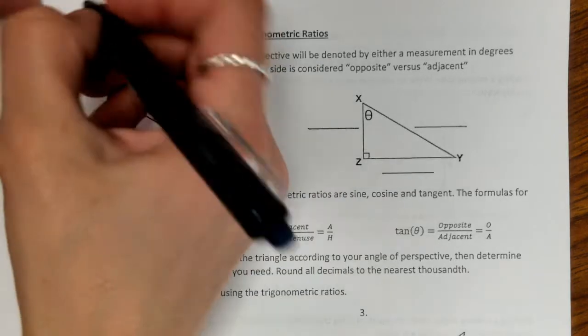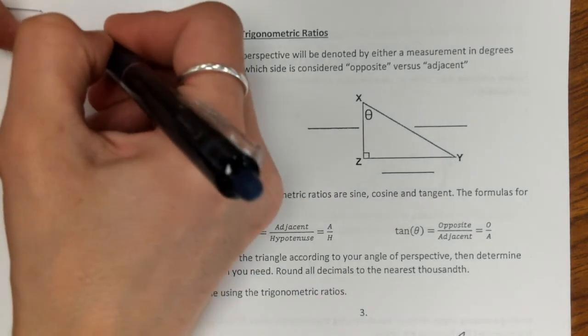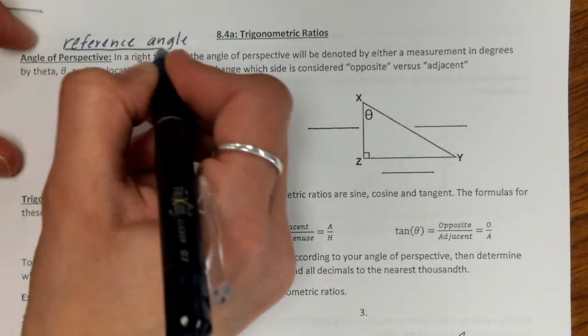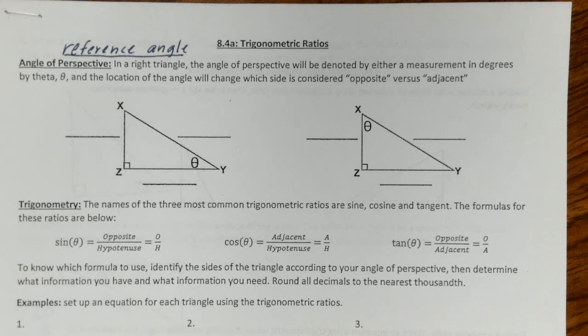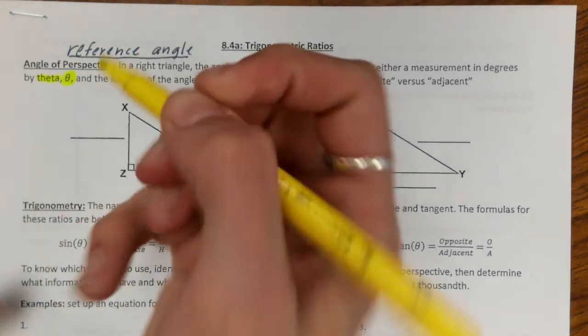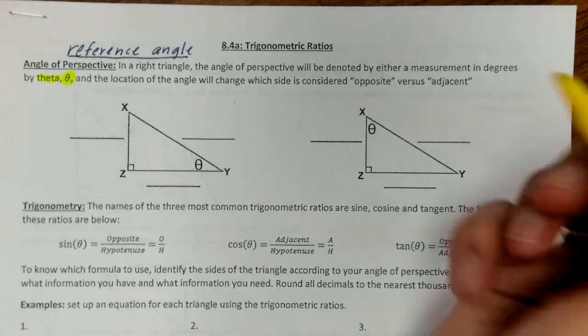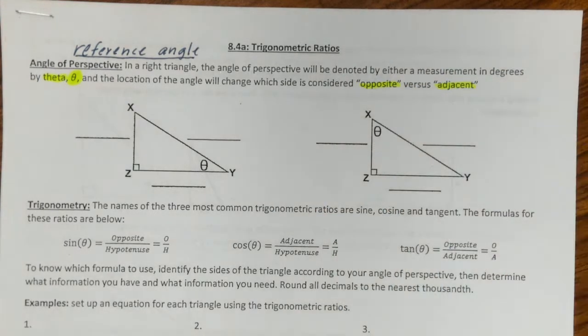Angle of perspective. We actually call this the reference angle. So when you hear us say reference angle, this is what we're talking about. This is going to be an angle that is on your triangle. It's either listed with an angle measurement in degrees or this little symbol called theta. It's this little guy right here. It's like a circle with a zero line through it. And the location of this angle is going to change. And so depending on which angle the reference angle is in, your opposite versus your adjacent sides will change as well. So we're going to talk all about this.